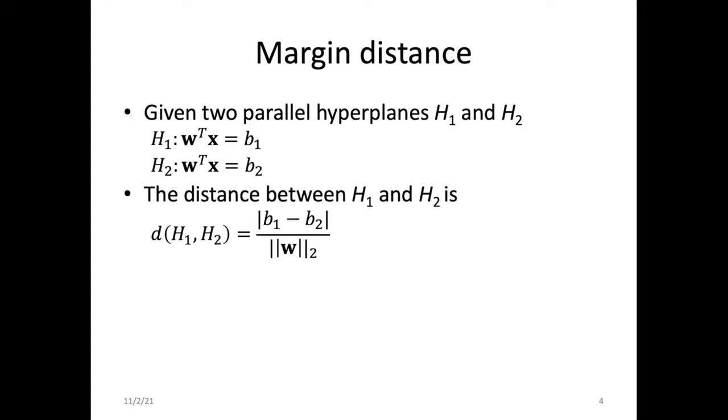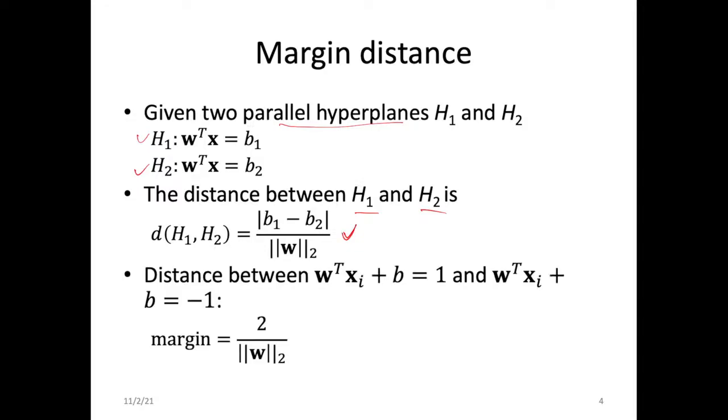So if we are given two parallel hyperplanes, H1 and H2, whose formulas are W transpose X equals B1 and W transpose X equals B2, then the distance between these two parallel hyperplanes is this much. I think you probably learned this, or some simplified version of this, in high school: how to compute the distance between two parallel lines. Anyhow, this is the distance between these two lines.